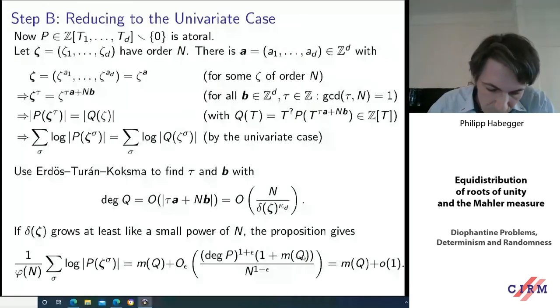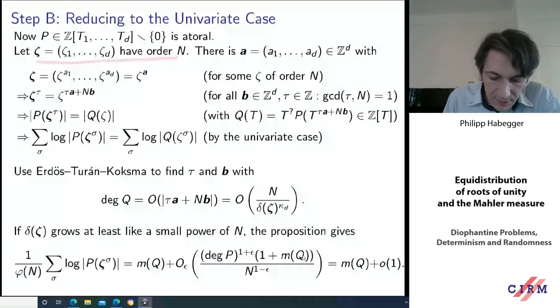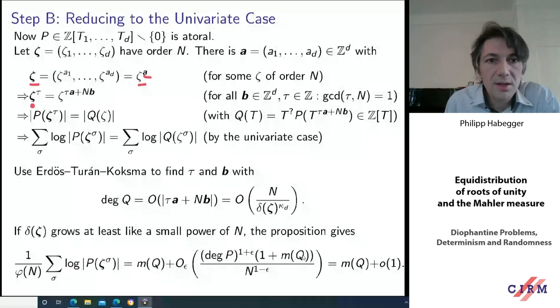So now let's assume that P is toral, and we have a tuple of order n of roots of unity, and so we can reduce to the univariate case just by the basic observation that any tuple of roots of unity of order n has coordinates generated by a single root of unity of order n. So I can write this bold zeta as non-bold zeta to some exponent a, which is a vector. And for Galois conjugates, I can do the same thing. And I also have some degree of freedom here because I can always add a multiple of n, because if n is the order of zeta, then that won't matter.